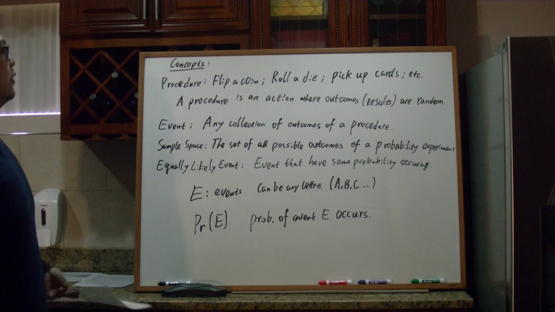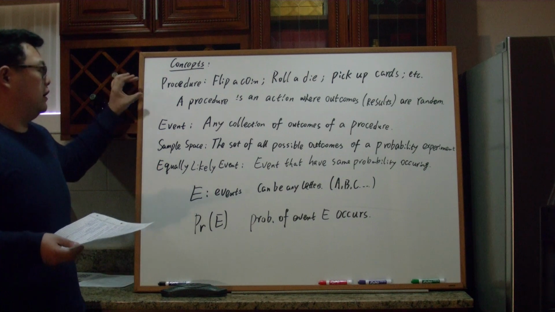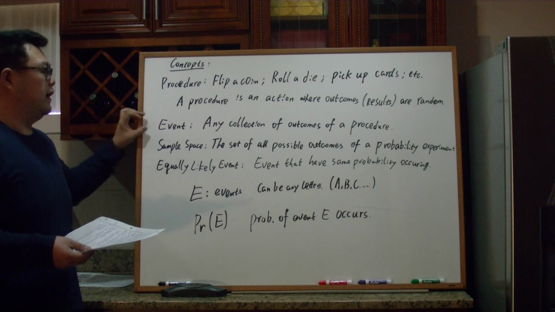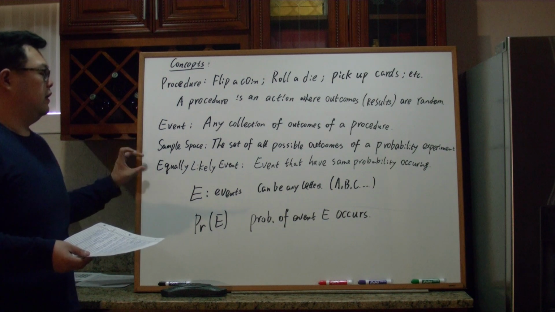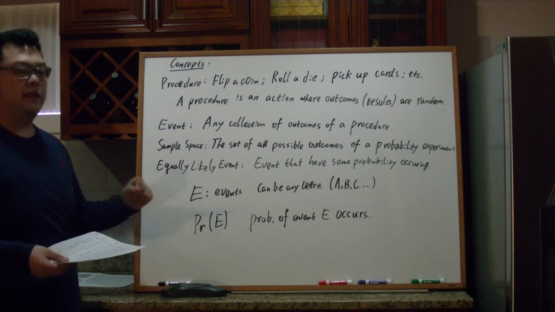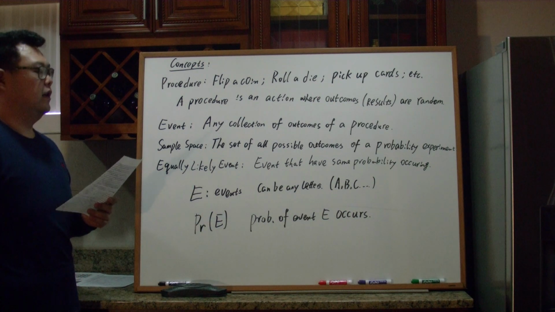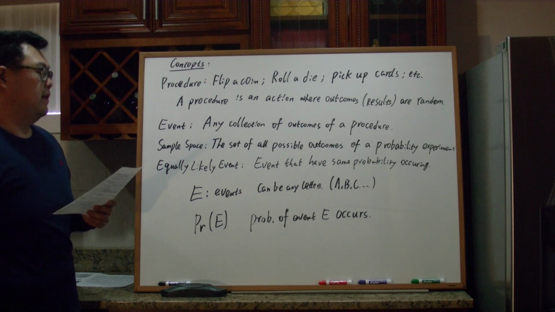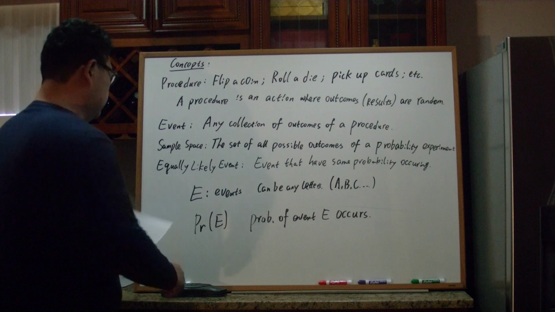We will see more in the example, where it will be clearer. But the procedure, the event, the sample space will be the collection of all outcomes, and for an equally likely event E, the probability of E is the probability that event E occurs. And maybe for some other letters it's appropriate to use another way.